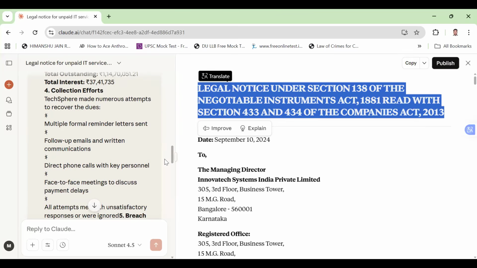Because 138 is applicable only when you have made a payment through cheques or any of the negotiable instruments. 138 cannot be applicable in every case. If you have given money through your bank account or any other mode, then it will not be counted as a legal notice or a case under 138. It will be a recovery case. It can be under CPC, it can be under any other thing, but it cannot be under 138.